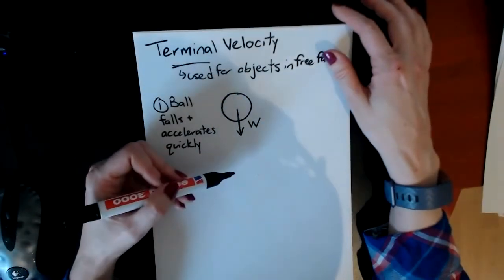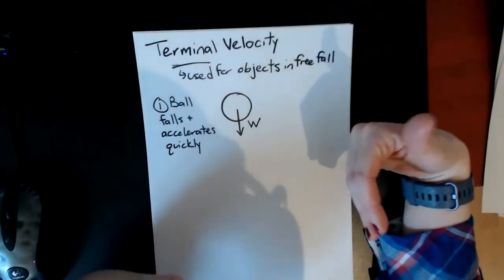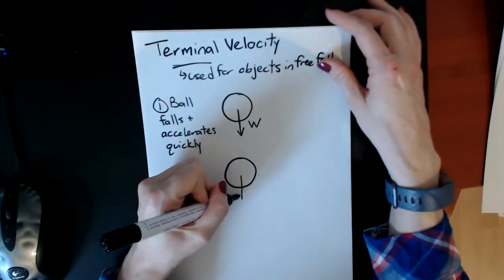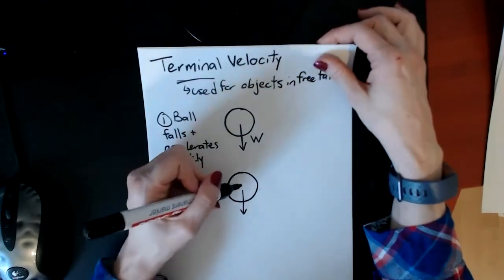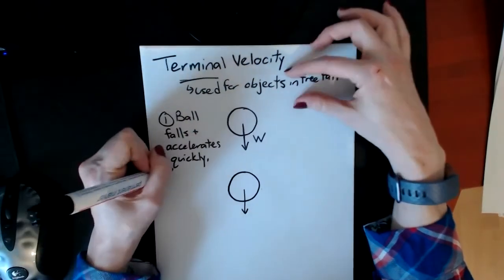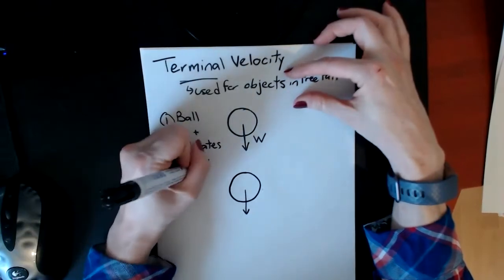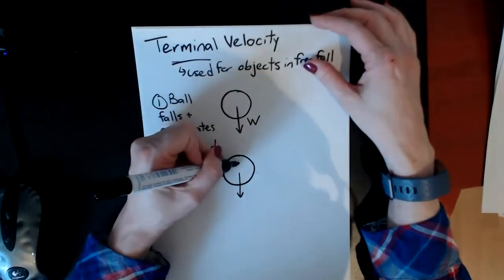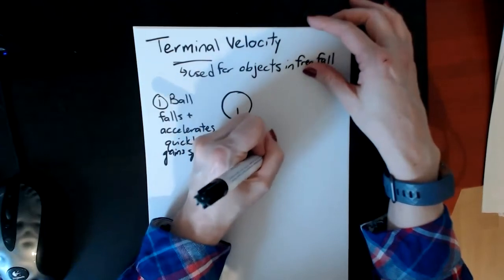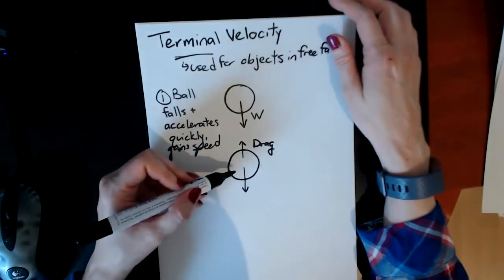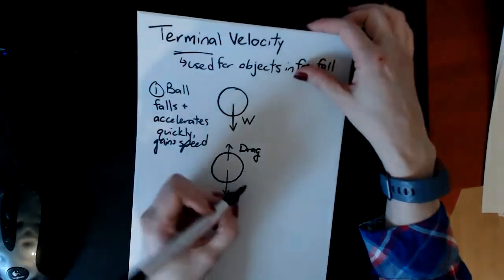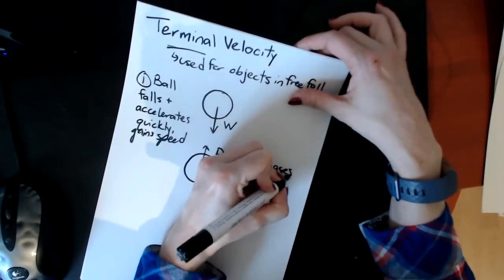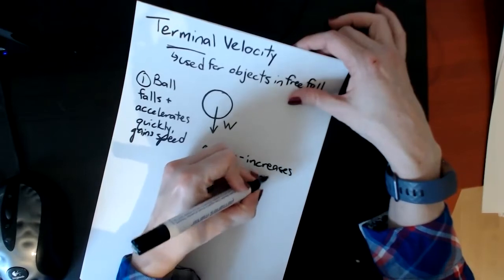But as it begins to pick up speed, there is a second force that begins to act on it. The weight remains the same, so the arrow should be about the same length, but as it picks up speed, there's another force that acts in the opposite direction of weight, and that is drag or air resistance. The faster the ball goes, the more drag there is. So drag increases as the speed increases.